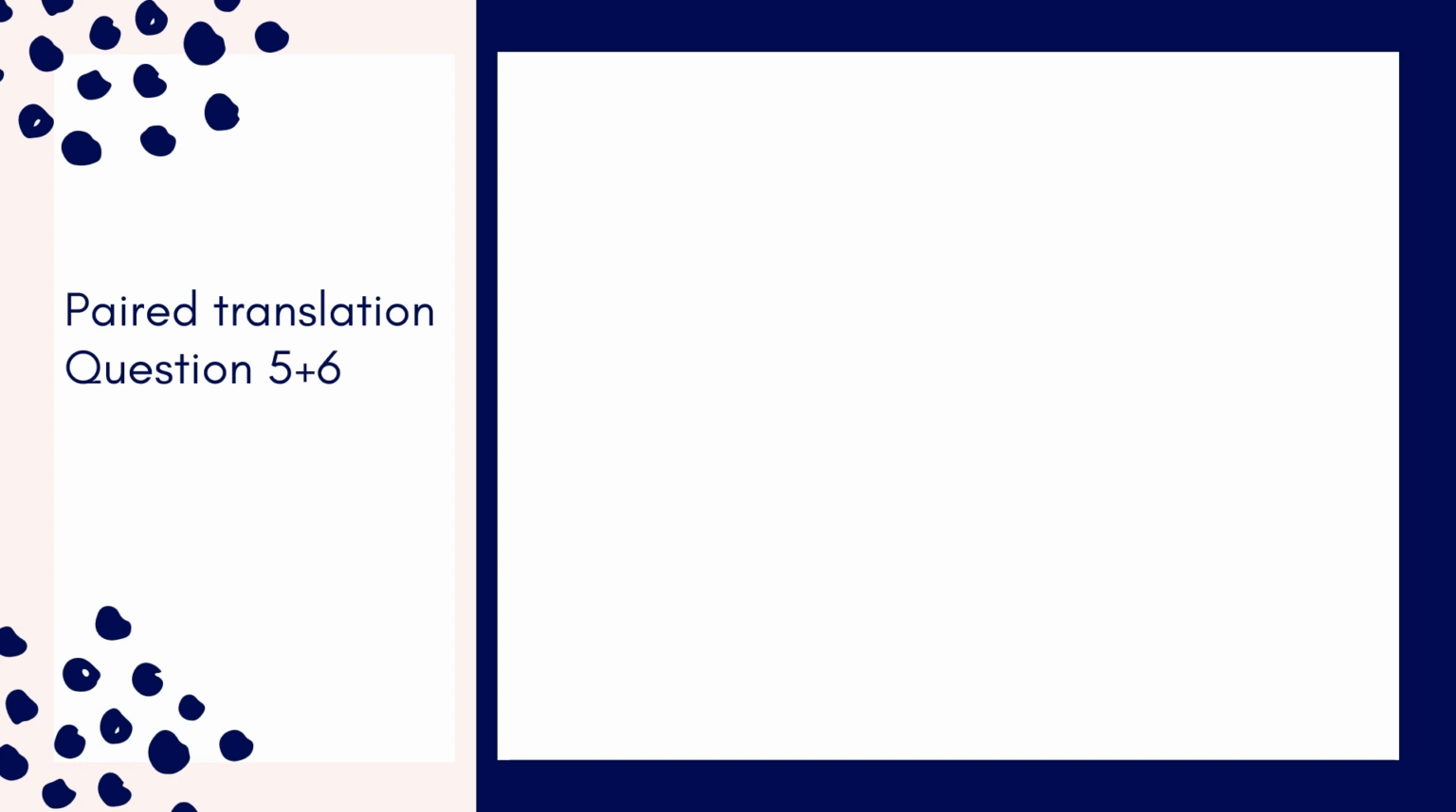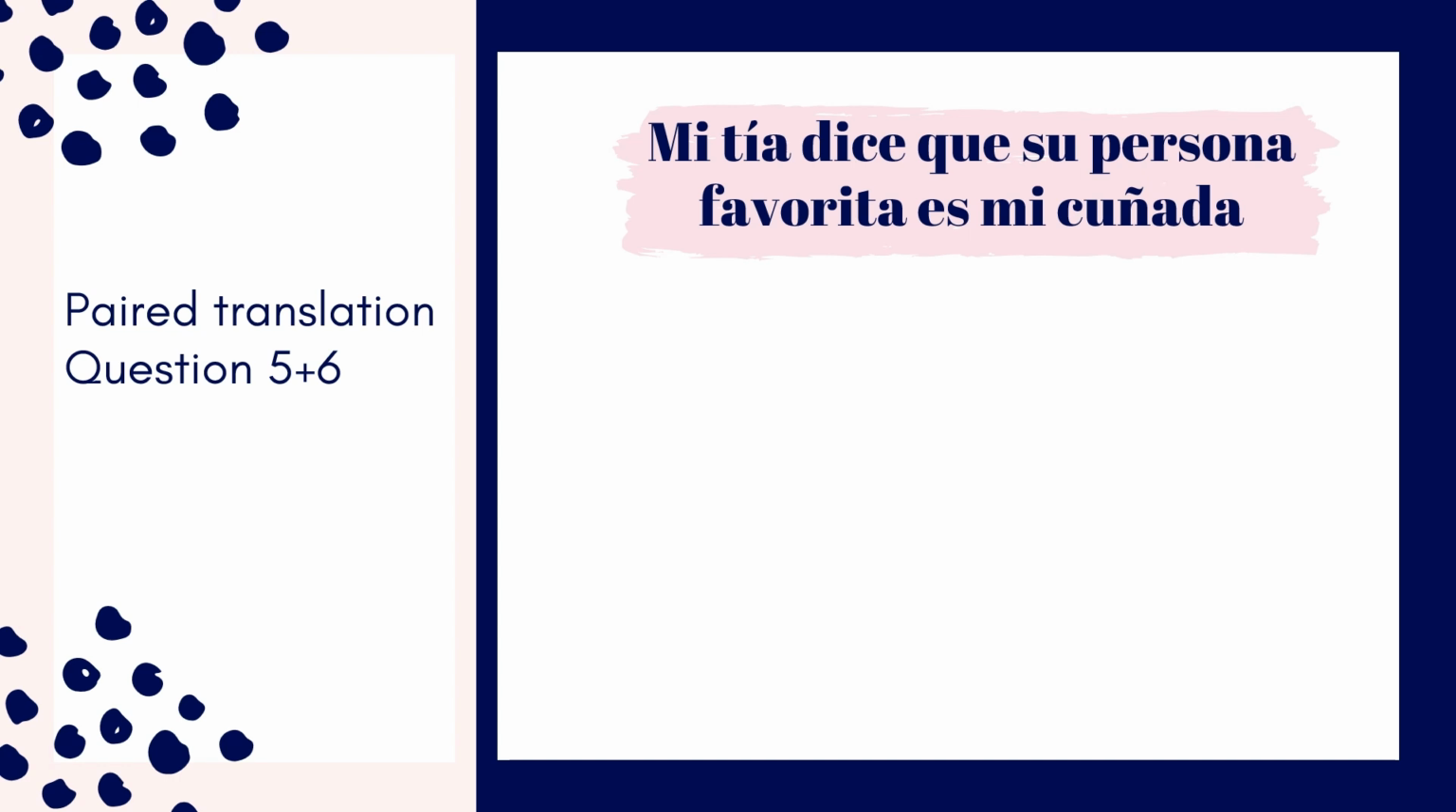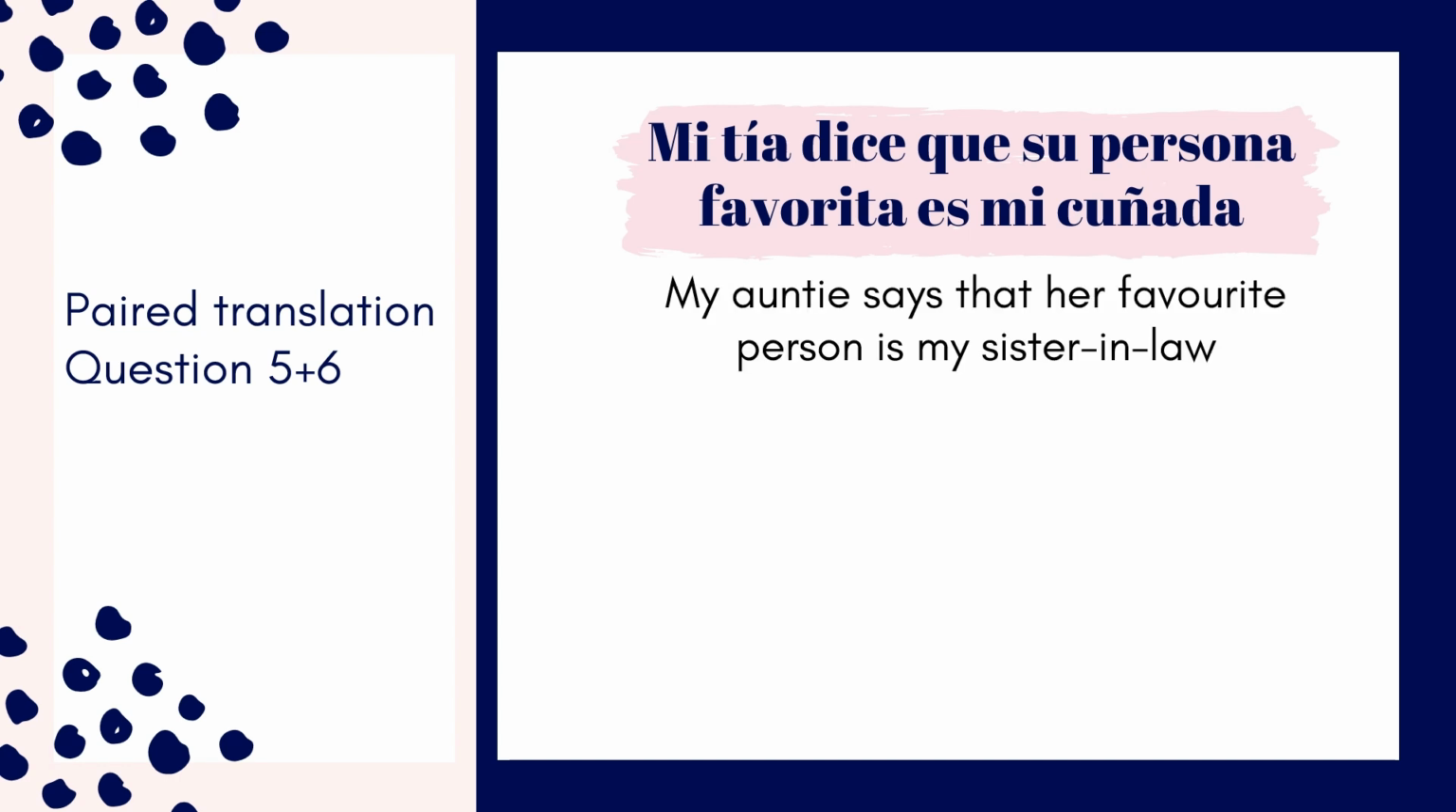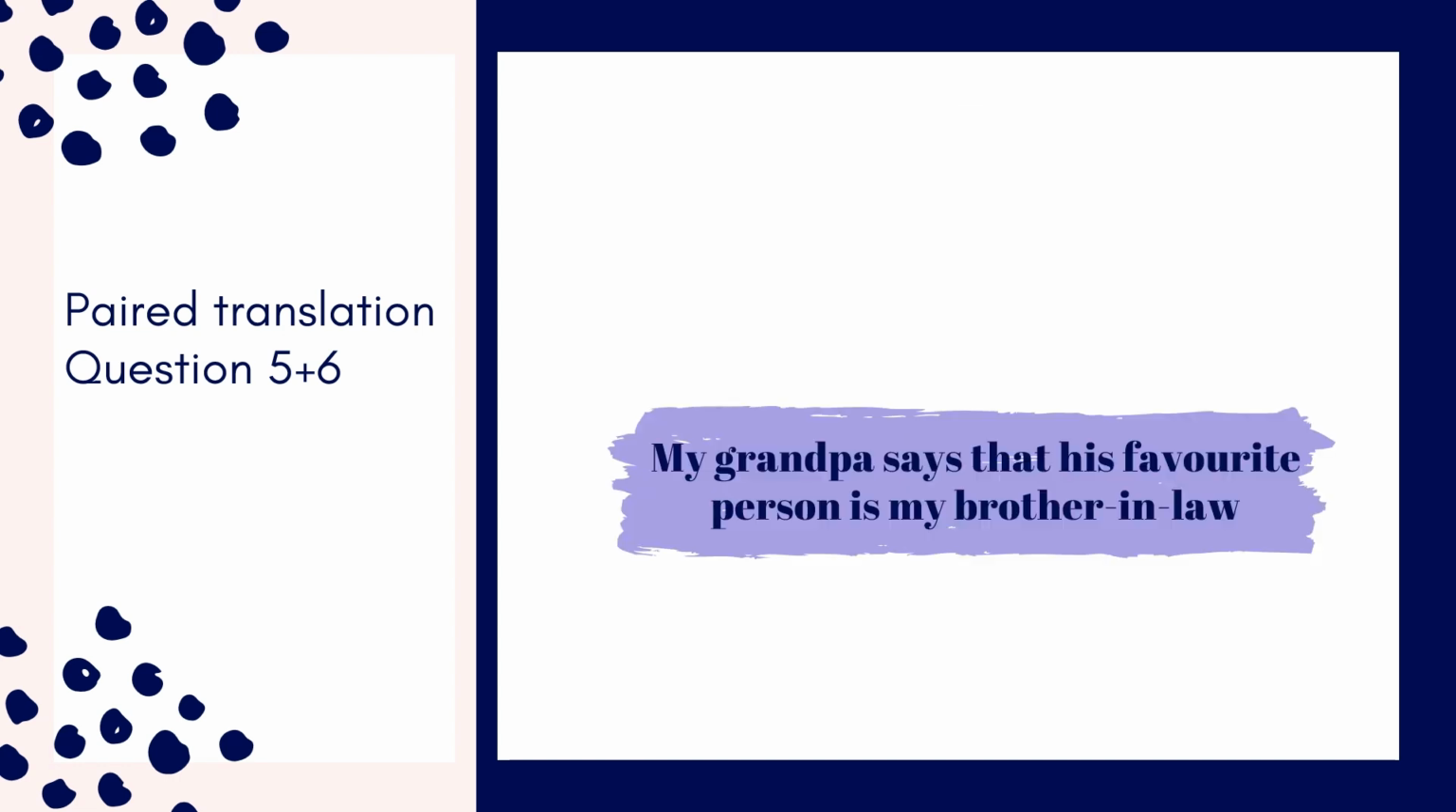Okay, 5 and 6. Mi tía dice que su persona favorita es mi cuñada. My auntie says that her favorite person is my sister-in-law. I note the su. This is a word that's often lacking in writings and speakings. It's possibly not a well-known piece of vocabulary. My is mi, your is tu, and his or her or their is su. Okay, now number 6. My grandpa says that his favorite person is my brother-in-law.